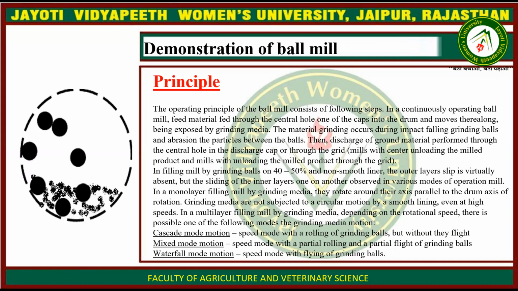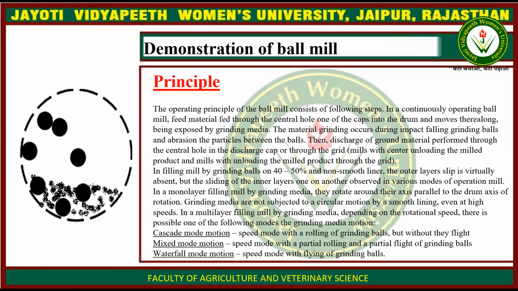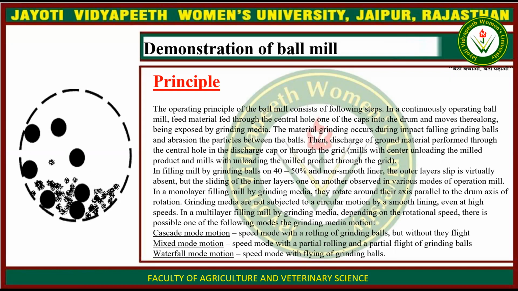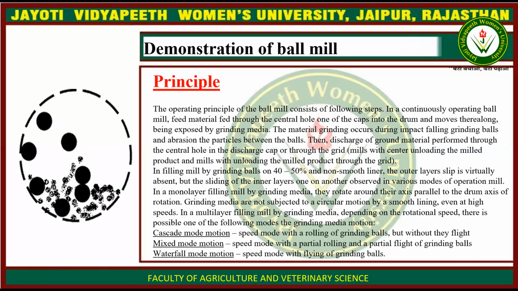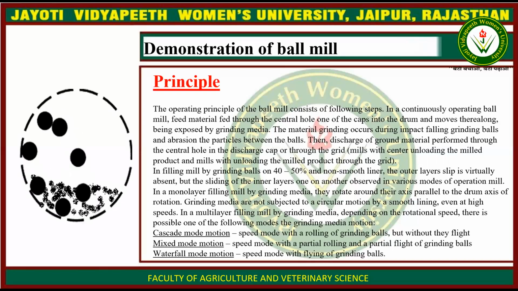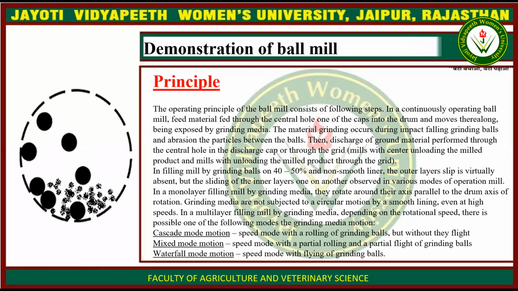Then the principle. The operating principle of the ball mill consists of the following steps. In a continuously operating ball mill, feed material is fed through the central hole in one of the caps into the drum and moves along it, being exposed to the grinding media. The material grinding occurs during impact of falling grinding balls and abrasion of the particles between the balls. Then discharge of the ground material is performed through the central hole in the discharge cap or through the grid.